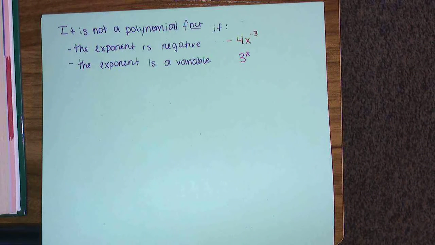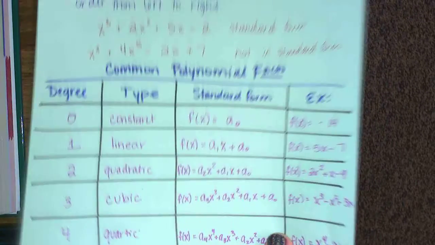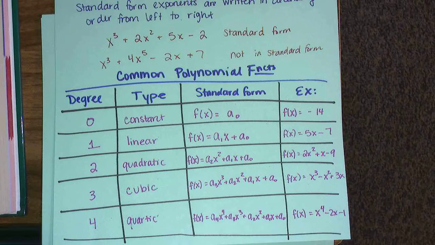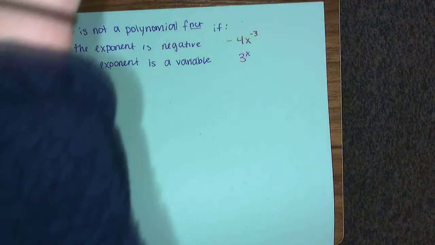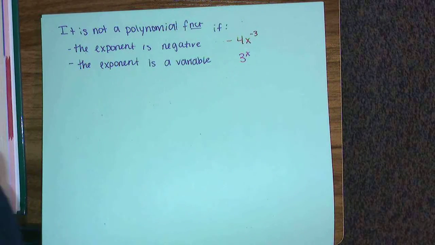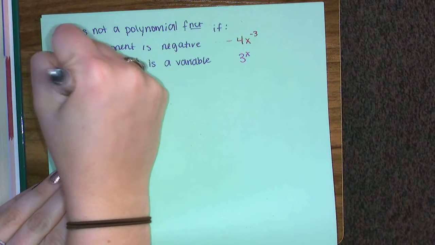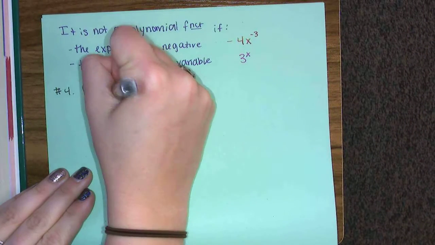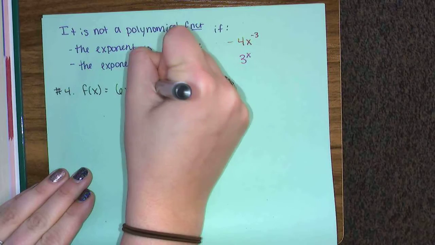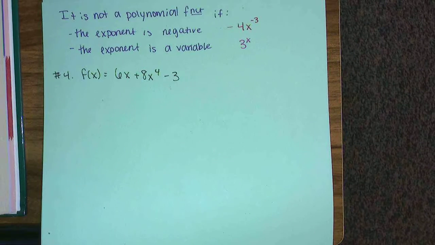But these problems say to decide whether the function is a polynomial function. If so, write it in standard form and state its degree, type, and leading coefficient. So the degree, type, and leading coefficient stuff is coming from here, other than, well, the degree and type is, leading coefficient obviously is coming from the number. So, number 4, f of x is equal to 6x plus 8x to the 4th minus 3.